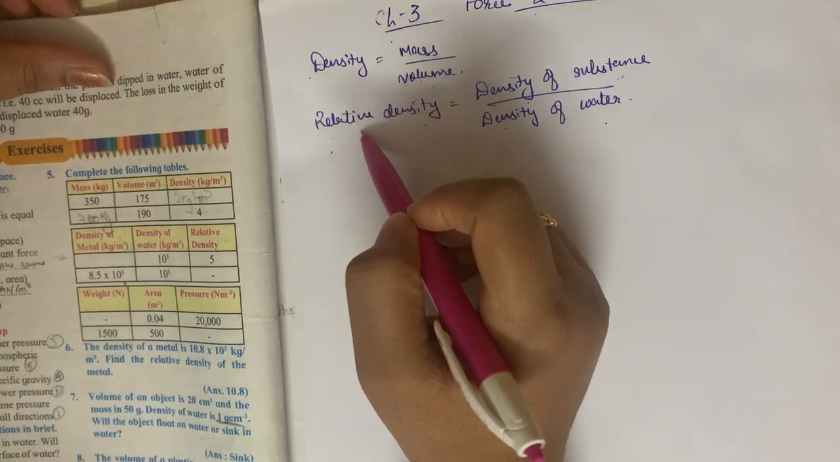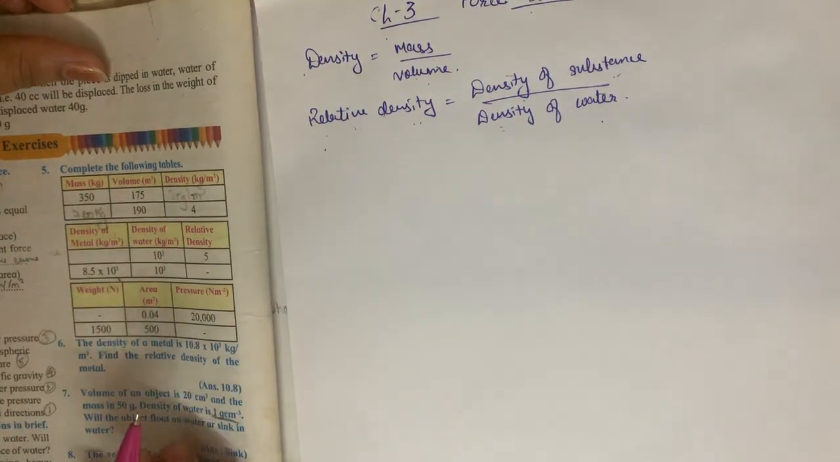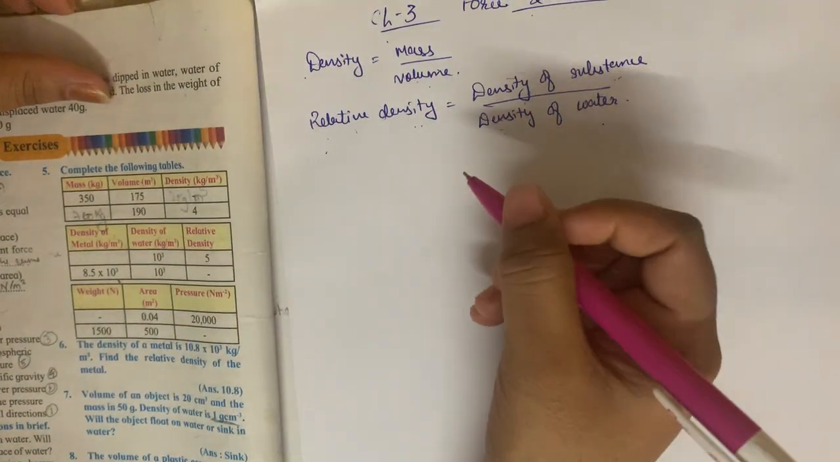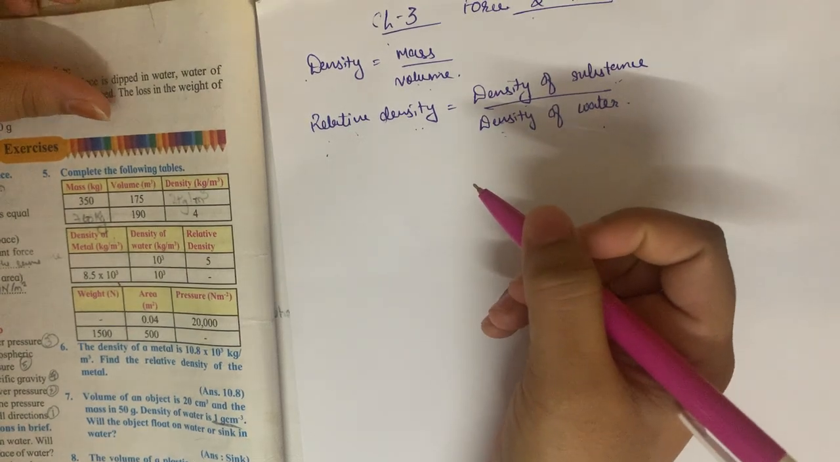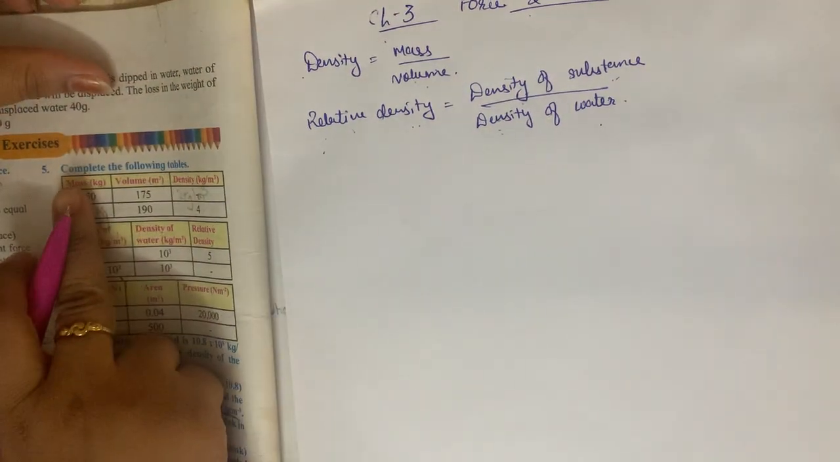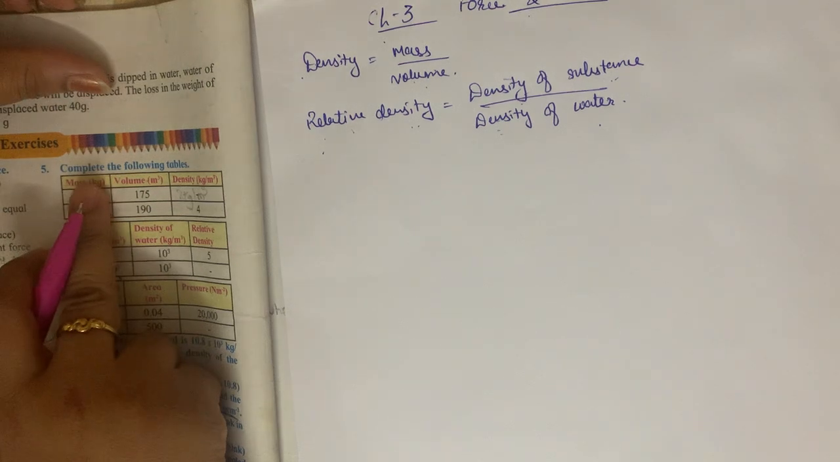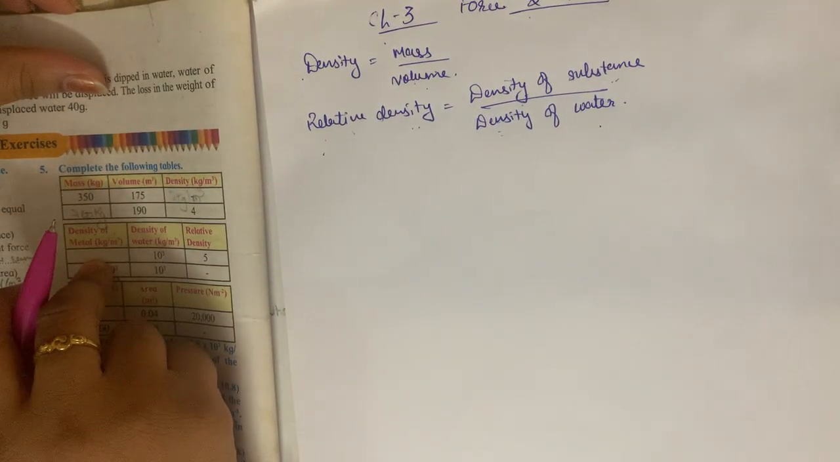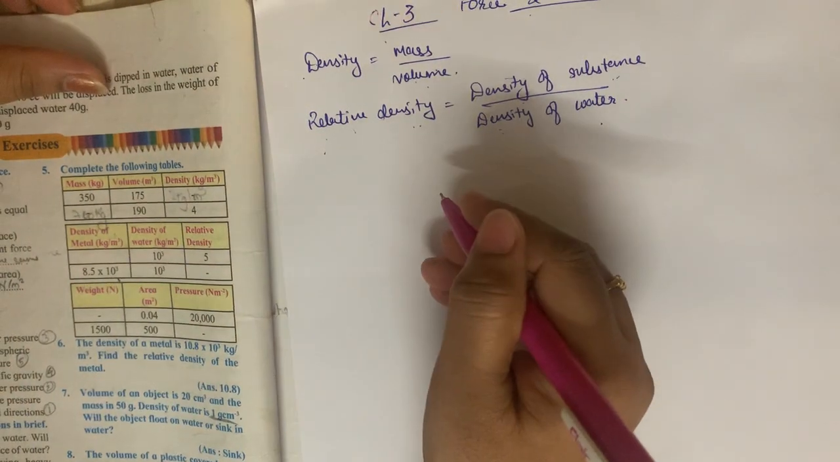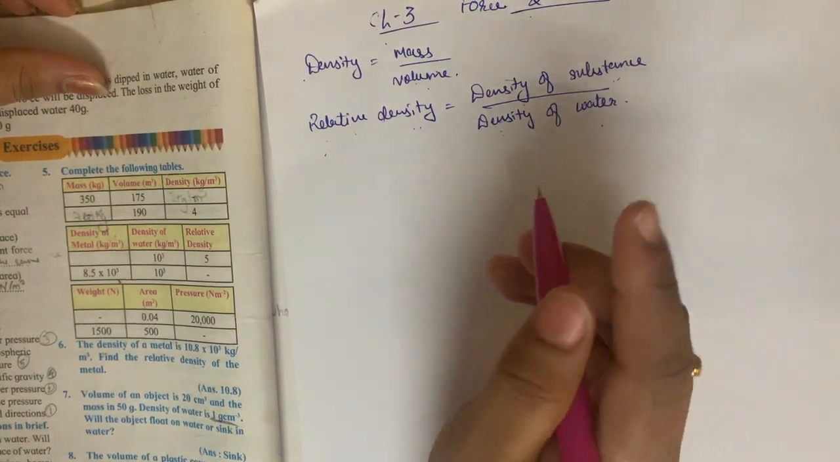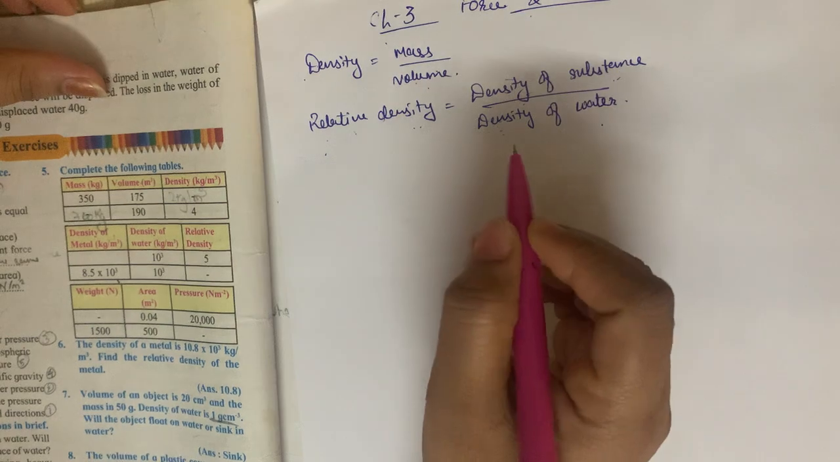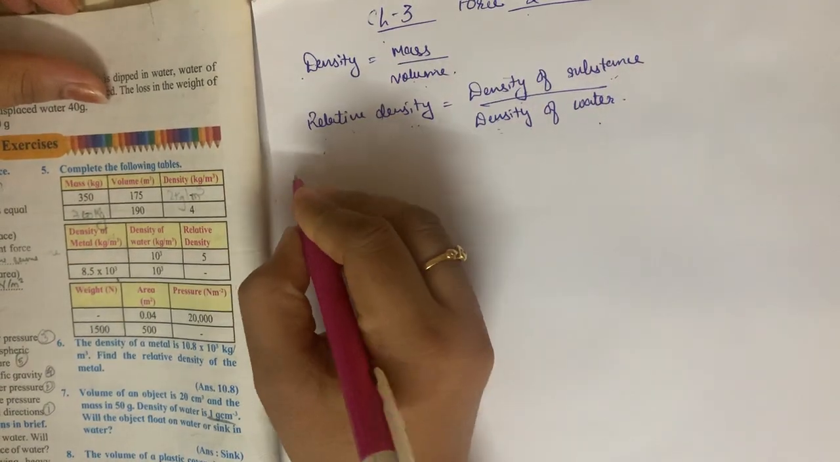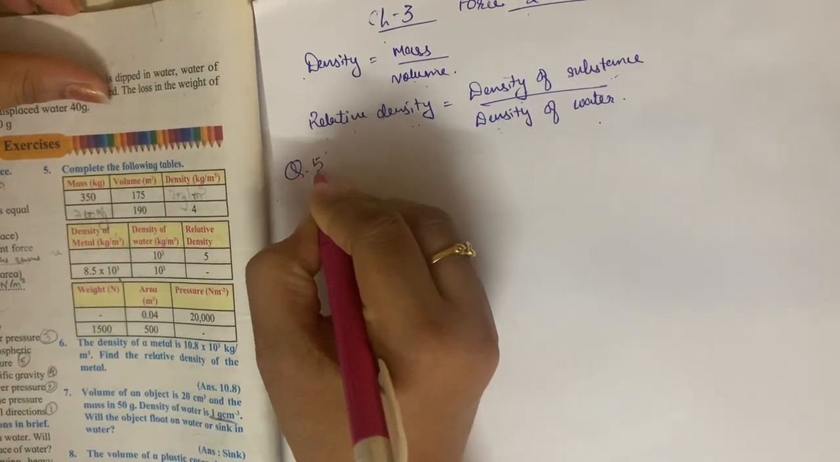Dealing with these two formulas, we are going to solve the sums of this exercise which is given in your textbook, page number 22. So let us start with the first one. Question number 5. What is asked? Complete the following tables. Now, whenever you are solving the examples, my dear students, just remember, first thing you have to write is the given part. So let us write here. I am solving question number 5.